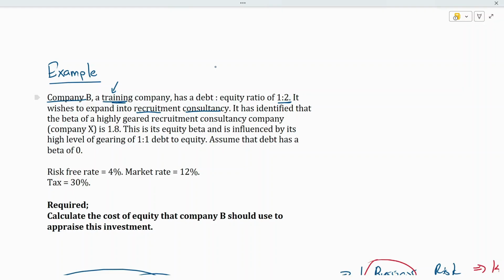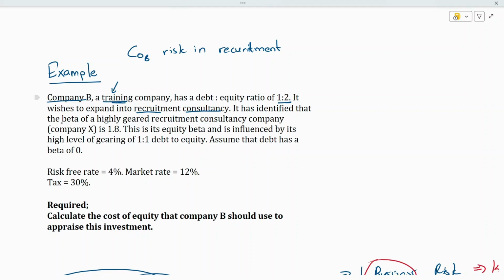So we need to find out, our company is going into a new industry, which is the recruitment consultancy industry. We need to identify company B's risk in the recruitment consultancy industry. I'm too lazy to write the entire thing, but you get the point.